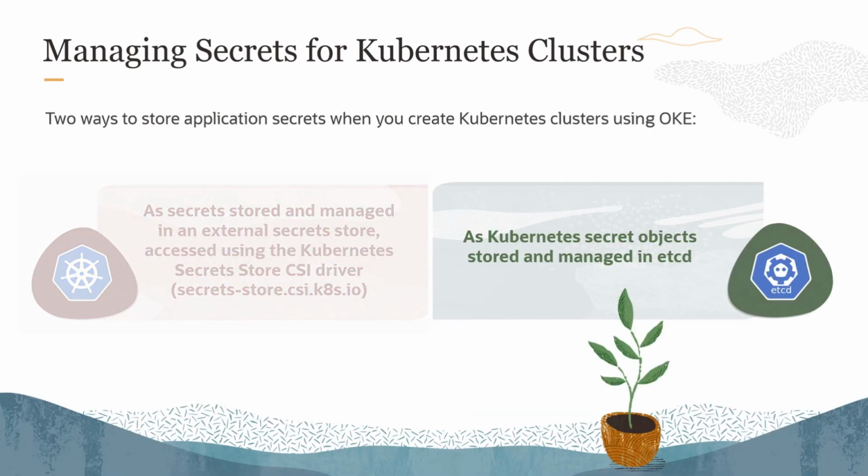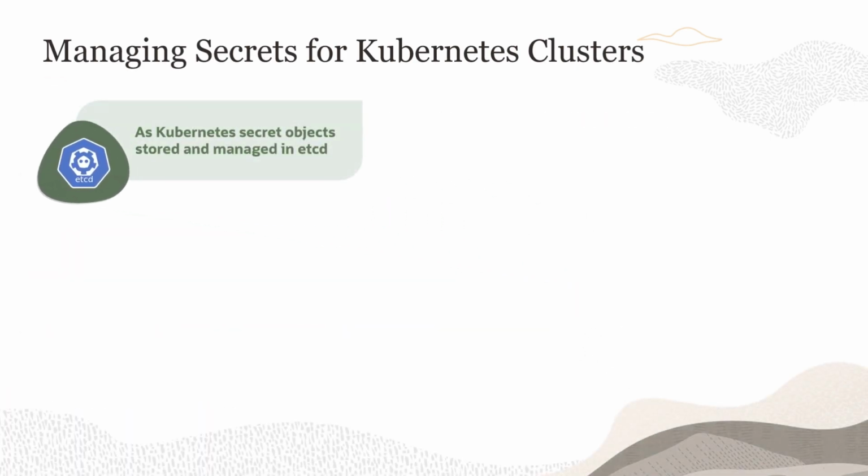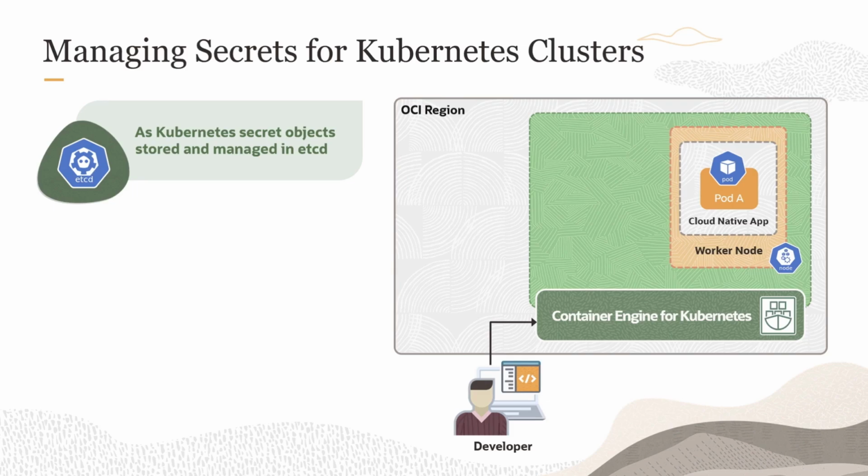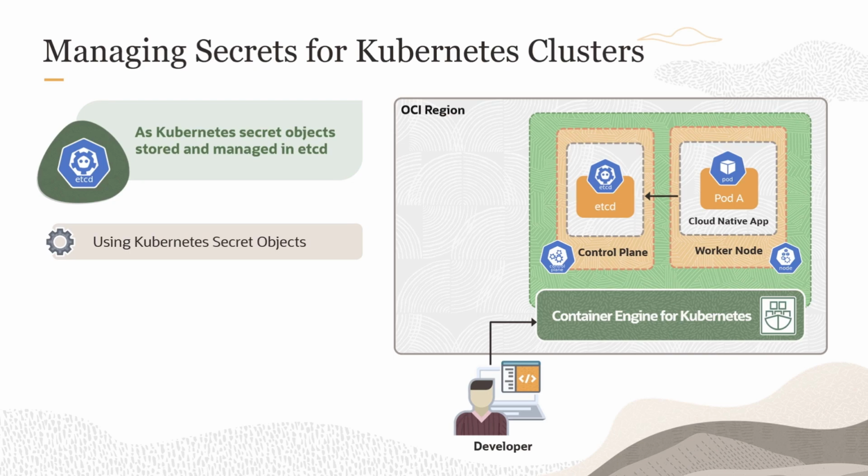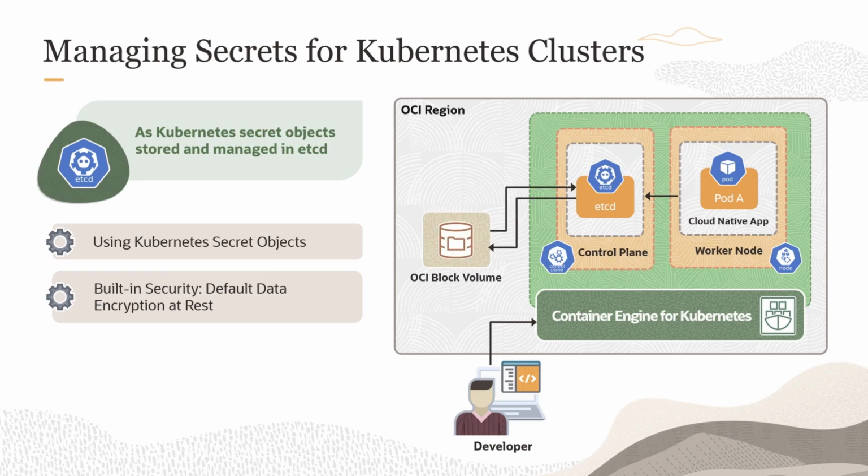Now shifting our focus to the second method, that is storing secrets as Kubernetes secret objects in etcd. In this approach, we store and manage our application secrets using Kubernetes secret objects. These objects are directly managed within etcd, the distributed key-value store used for Kubernetes cluster coordination and state management. In OKE, etcd reads and writes data to and from block storage volumes in the OCI Block Volume service.